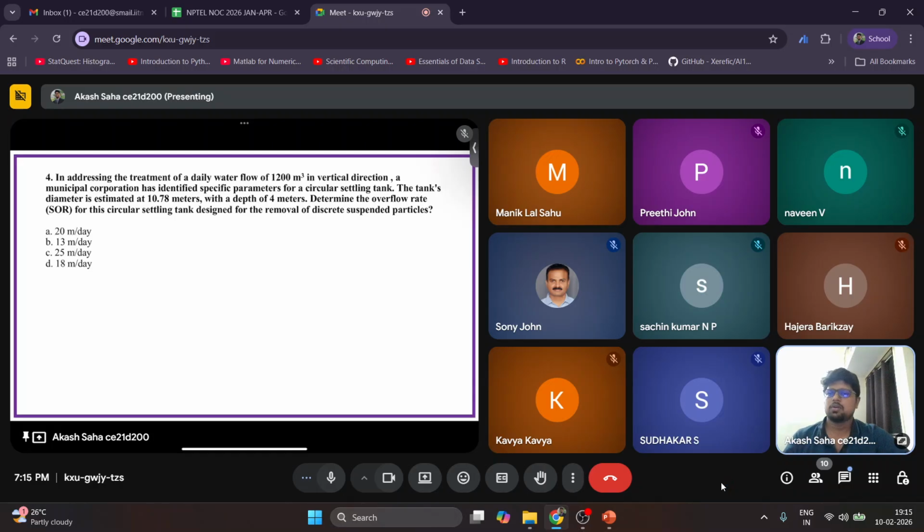Okay, next problem. This is a small numerical. I request everyone to just try to solve it as soon as possible because it's a one line problem. So it says that in addressing the treatment of a daily water flow of 1200 meter cube in vertical direction, a municipal corporation has identified specific parameters for a circular settling tank. The tank's diameter is 10.78 meters, depth of 4 meters. Determine the overflow rate or SOR for this circular settling tank designed for the removal of discrete suspended particles.